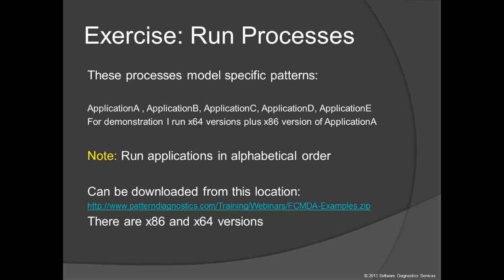Application A is devised to highlight blocked thread and message box patterns. Application B and application C are about wait chains. Application D is about dynamic memory corruption, process heap, and special process patterns. And application E is about insufficient memory, handle leak, and spiking thread patterns.